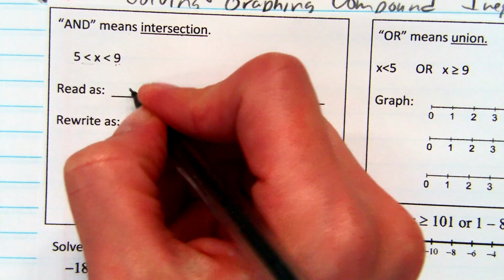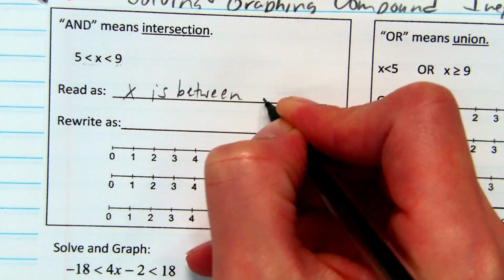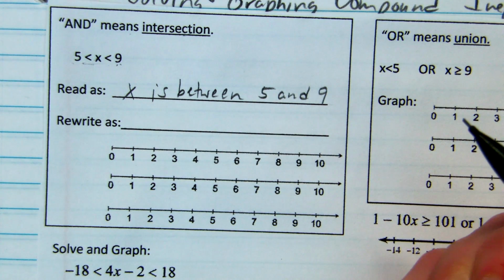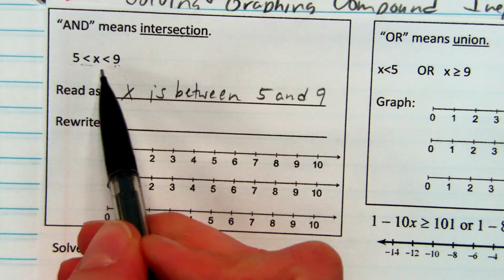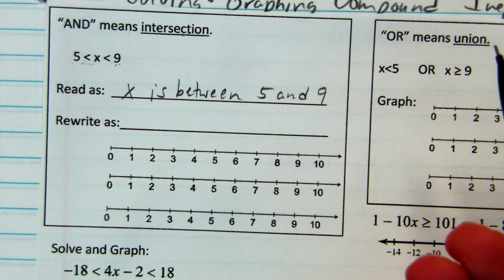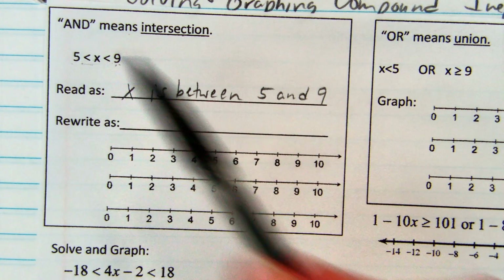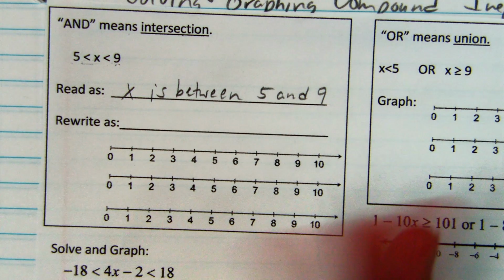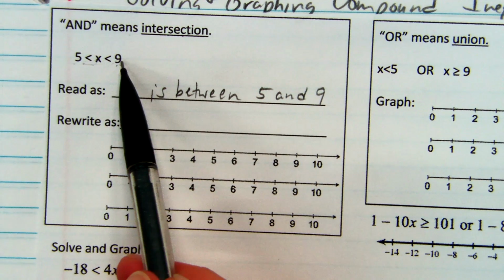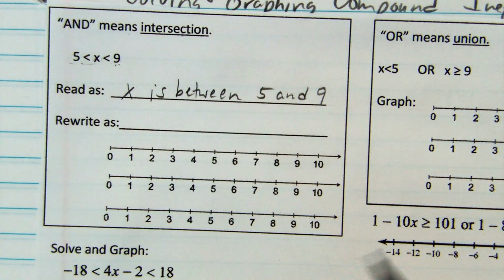We can read this as x is between 5 and 9. If they had an equal to bar on both of these, they would say inclusive to let you know that those endpoints were included. If they had one of them underlined, they would tell us which number was included. But for the most part, this is x sandwiched between 5 and 9. 5 is a smaller number, 9 is a bigger number. That's why the symbols are the way that they are.